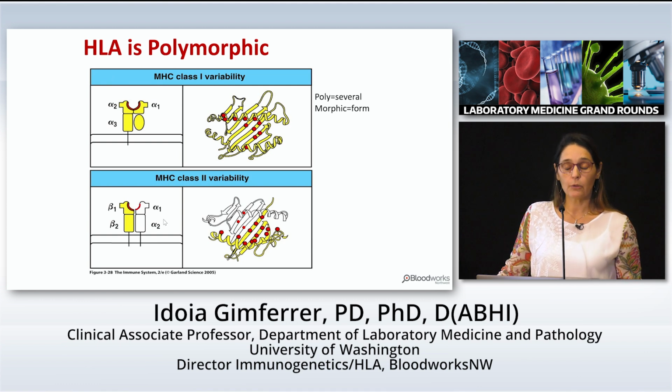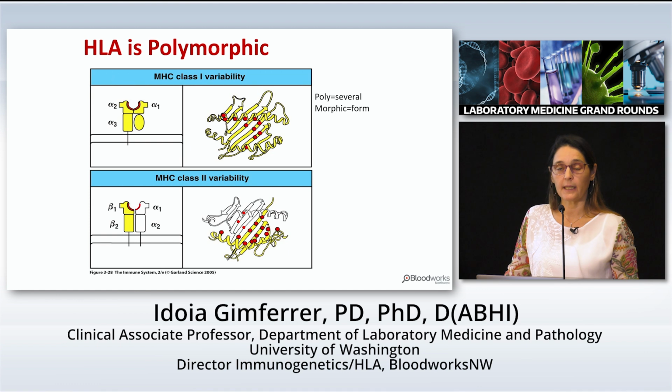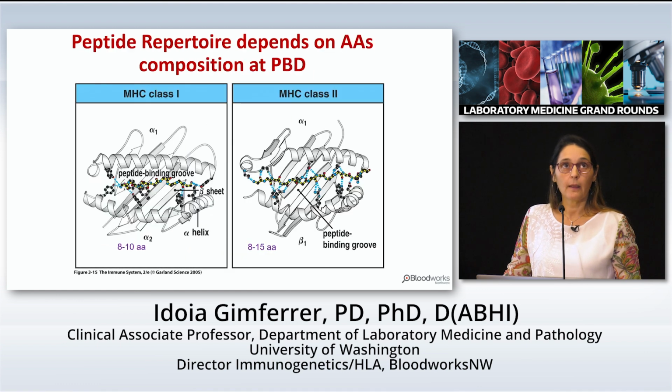For Class II, the polymorphisms are also in the same area, the pocket where the peptide sits, and both the beta chains and alpha chains are polymorphic. The exception to the rule, because there is always one exception, is DR alpha, which is monomorphic. So usually we don't even type DR alpha, we only type DR beta. But the important thing to remember is that HLA is very polymorphic.